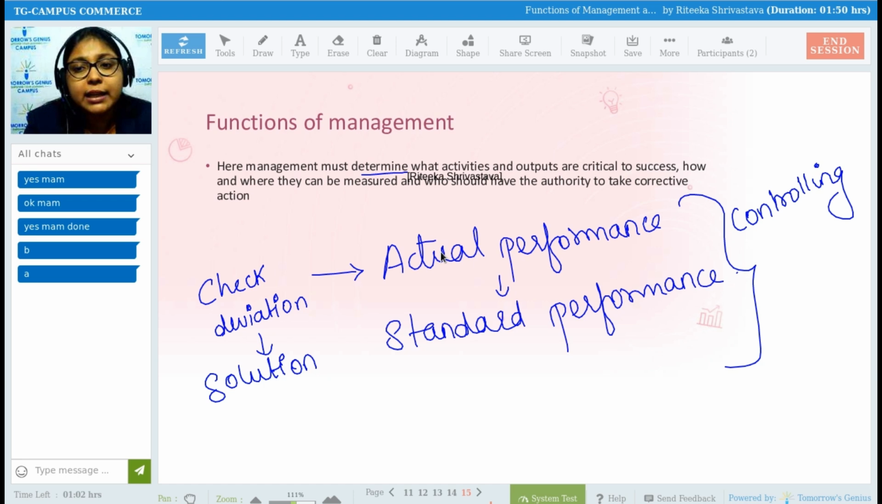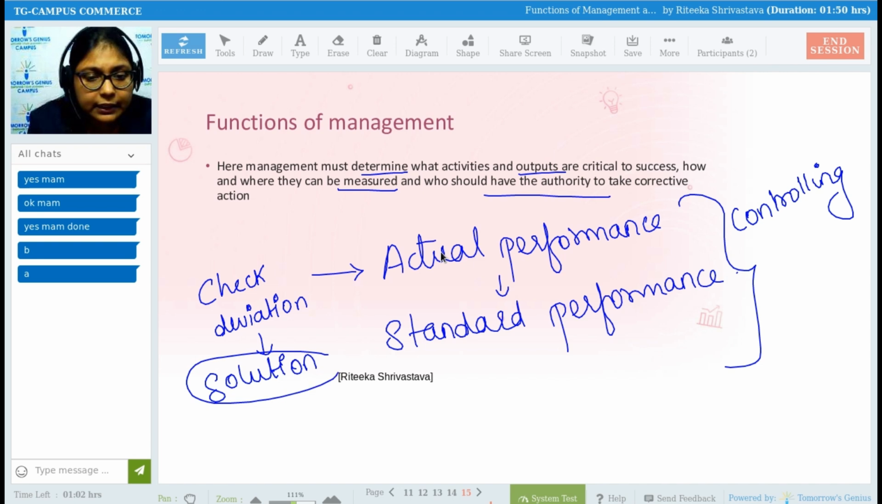So here management must determine what activities and outputs are critical to success, how and where they can be measured, and who should have the authority to take corrective action. So when we say corrective action or solutions, who is actually authorized to take corrective actions? Is it the manager himself or is there any other authority who is going to take the corrective action? At times it is possible that management takes the corrective action for this deviation, and at times it is possible the manager himself might take the corrective action.